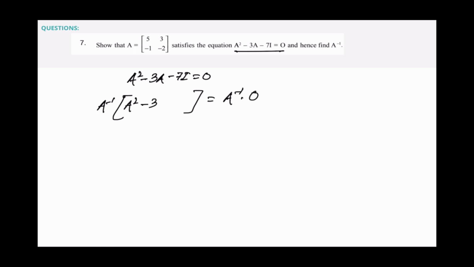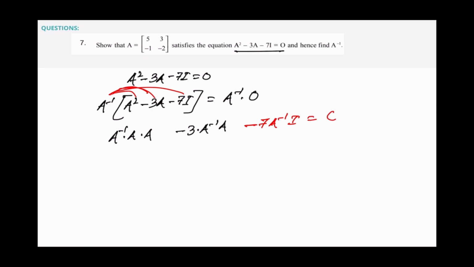So what do we have? A square minus 3A minus 7I. Now A inverse into A and then A, minus 3 into A inverse into A, we are multiplying this with this, this with this, and this with this, and minus 7 into A inverse into I, and this is equal to 0. Anything multiplied with the 0 matrix is 0. So A inverse into A is what, student? I, and I into A is basically A, and this becomes minus 3I, and this becomes minus 7 A inverse is equal to 0.